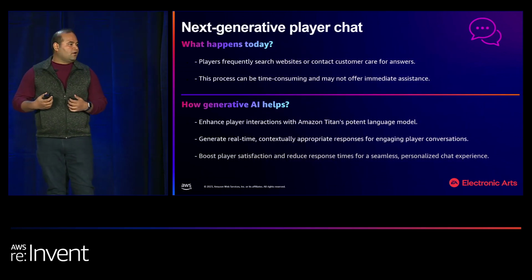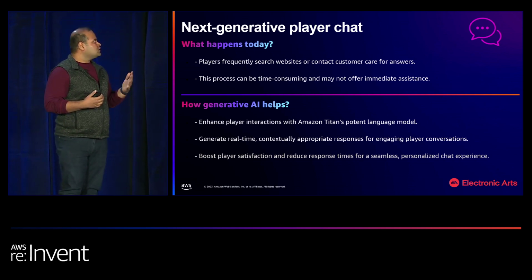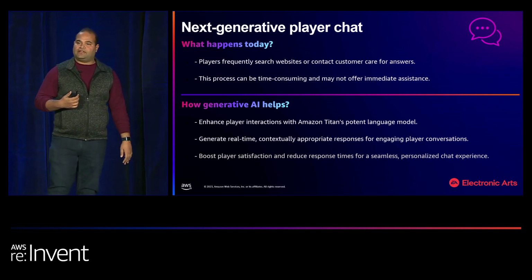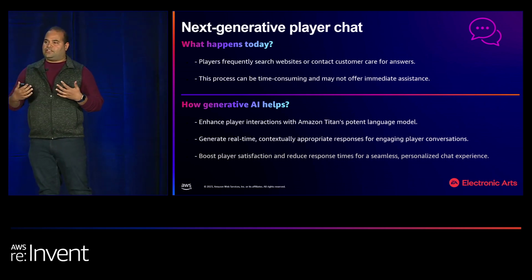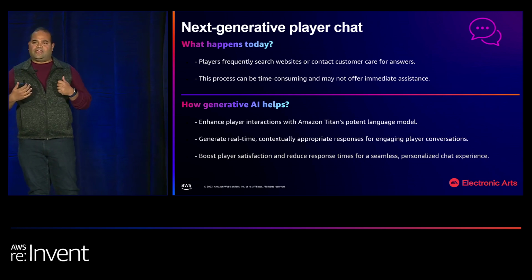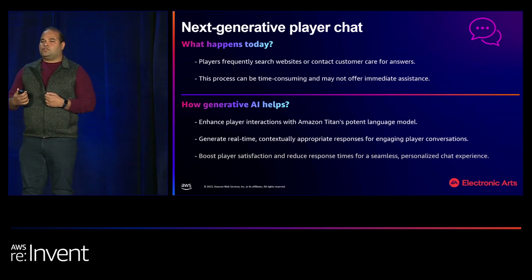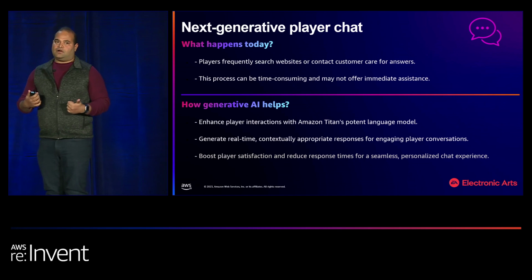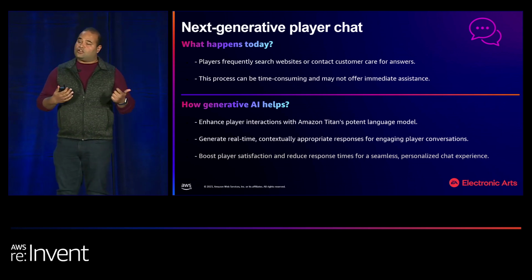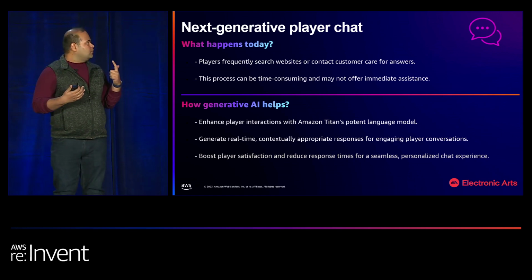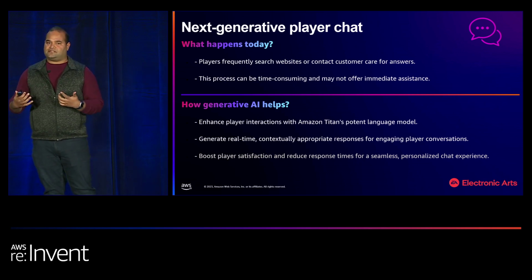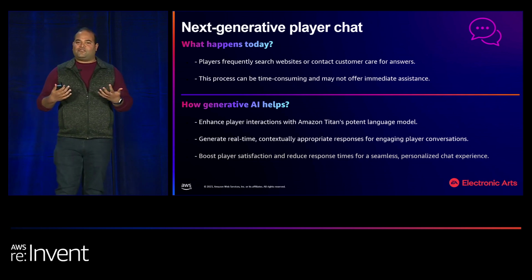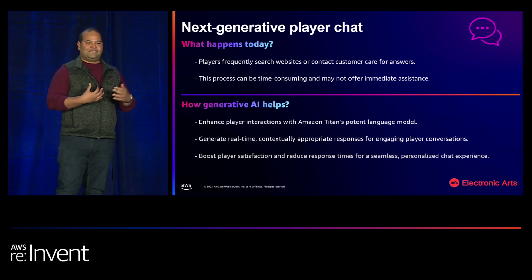The third opportunity that I would like to talk about is called a next generative player chat. Today, when our players get into any issues while playing the games, or have a general question, they would either go to EA's help website, or chat with the customer service agent in order to get their questions answered.